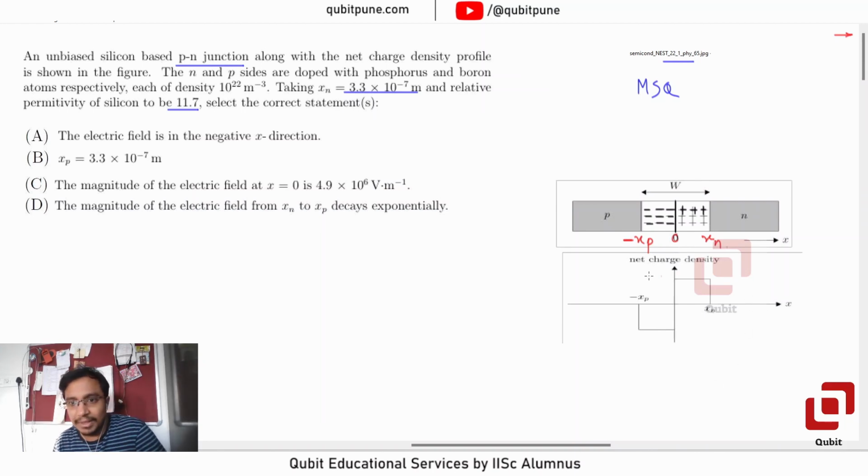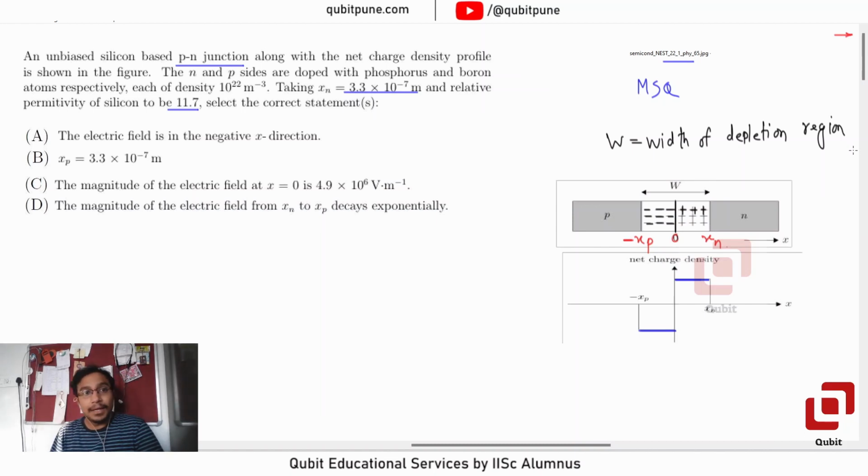And then this is the net charge density shown here. The charge density is uniform between xp and 0, and as usual, that being the depletion region, this charge density is only due to the negatively charged ions there, and here it is the charge density in the n side of the depletion region. So W is the width of the depletion region. Now let us go to A.